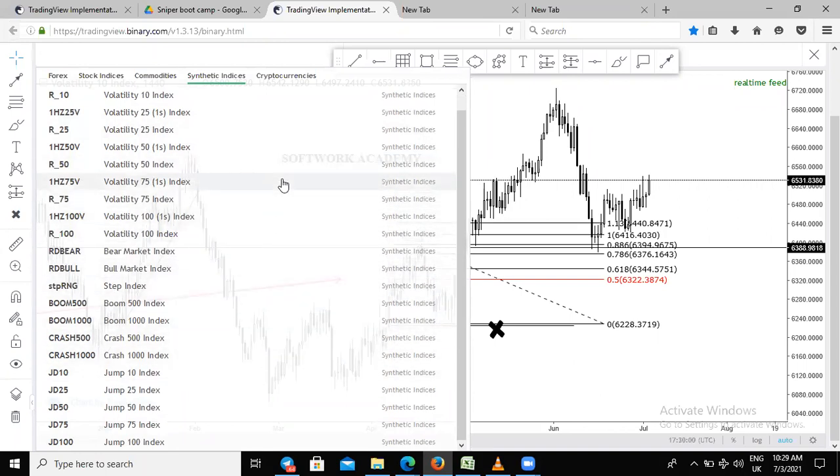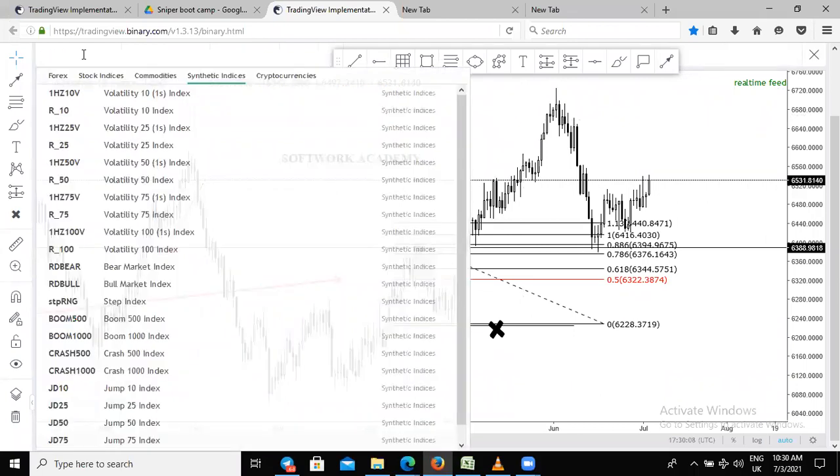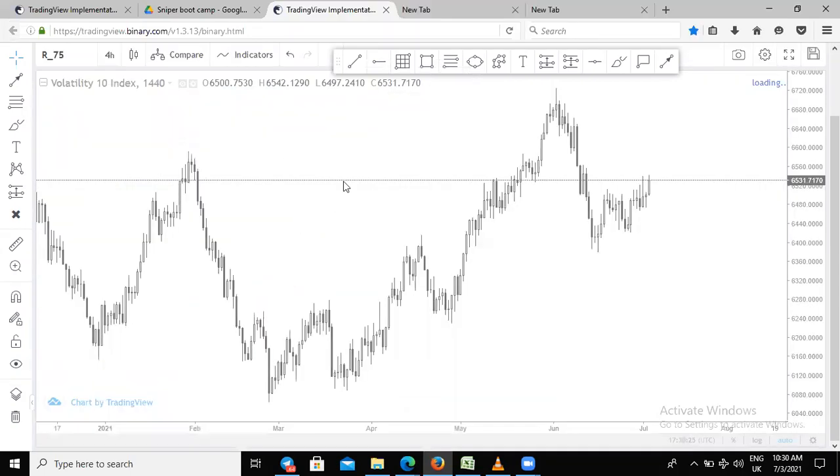Are we seeing that? So you all remember the way I got to this point. You click on this volatility 10, press your backspace on your computer, all this will appear, and then you can click on the ones you want to take advantage of. I can click on volatility 10 1S, volatility 25, volatility 50, volatility 75, and the data will appear. Let me click on volatility 75 and you see how it looks now.